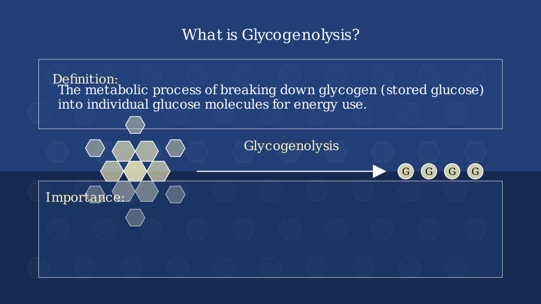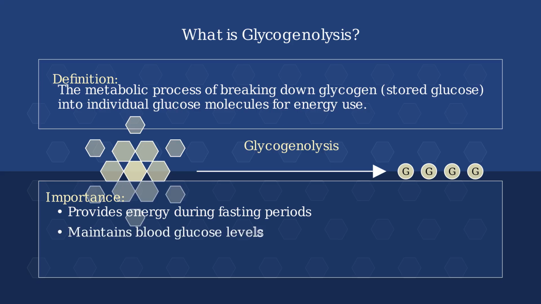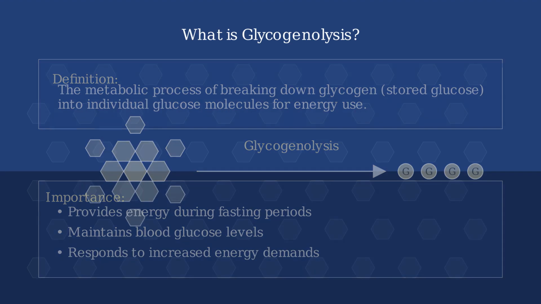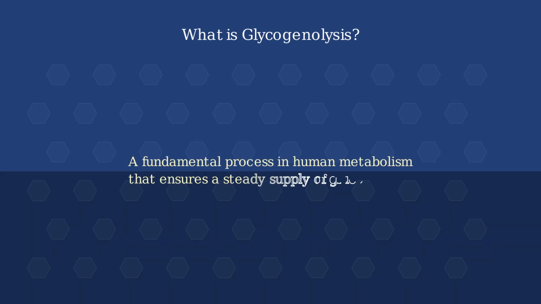Glycogenolysis is essential for several important physiological functions. It provides energy during fasting periods when glucose is not being consumed through diet. It helps maintain stable blood glucose levels, which is crucial for brain function and overall homeostasis. And it responds to increased energy demands, such as during exercise or stress. Glycogenolysis is a fundamental process in human metabolism that helps ensure a steady supply of glucose, the body's primary energy source.